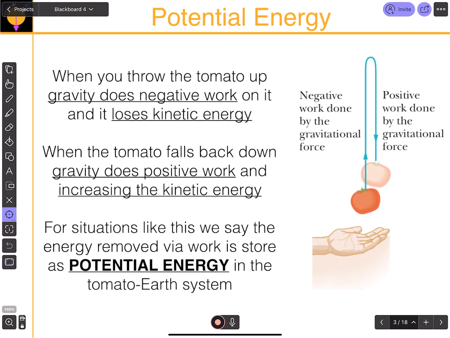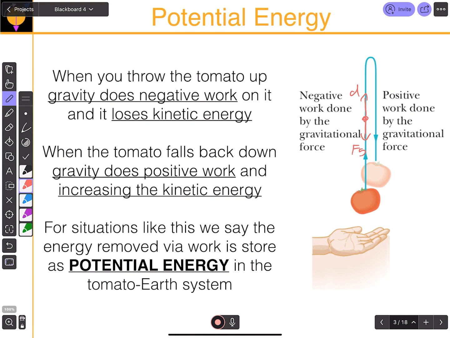So when you throw a tomato up, gravity does net work on it that is negative. When the tomato is traveling upwards, gravity is doing work downwards. So this would be the force of gravity while its displacement is upwards, so it's negative work. And when it's falling back down, gravity does positive work. That's what's interesting about this kind of situation: gravity does negative work, taking kinetic energy as it travels up, but then it gets that kinetic energy back as it's moving back down. Gravity does positive work, increasing its kinetic energy.